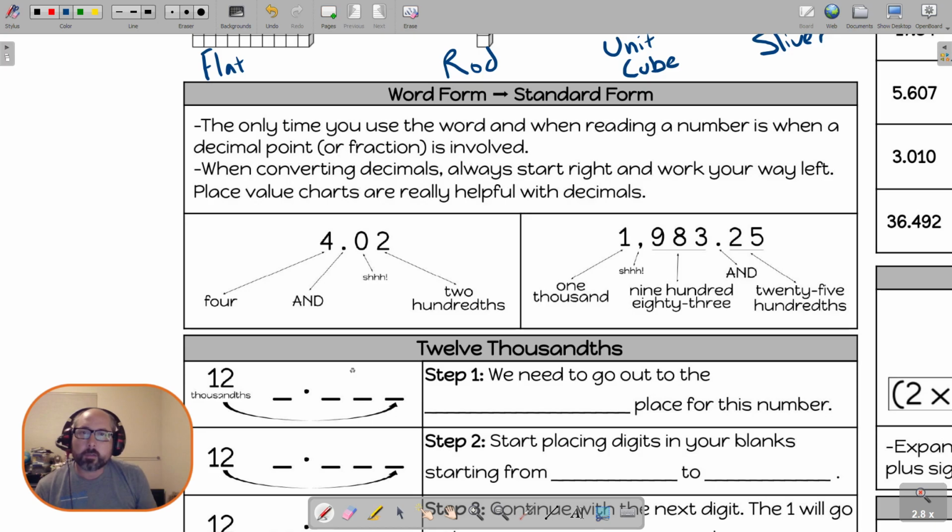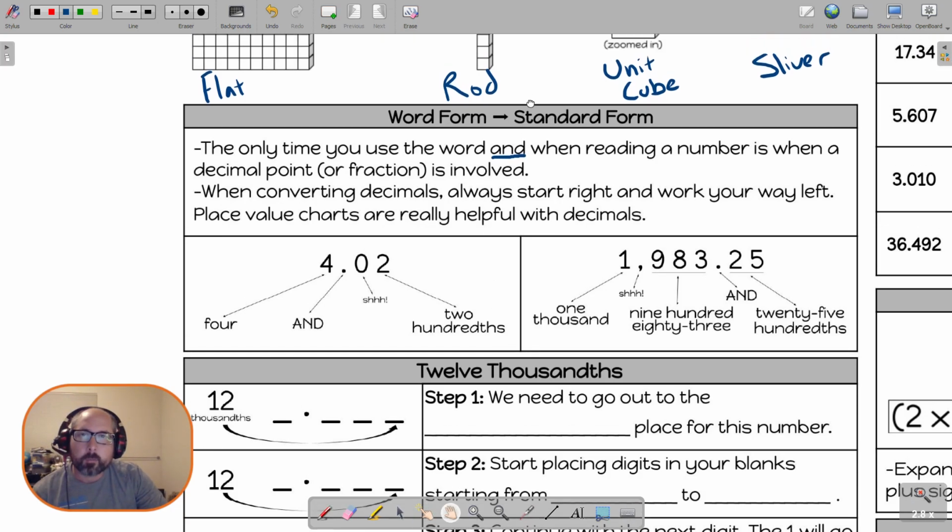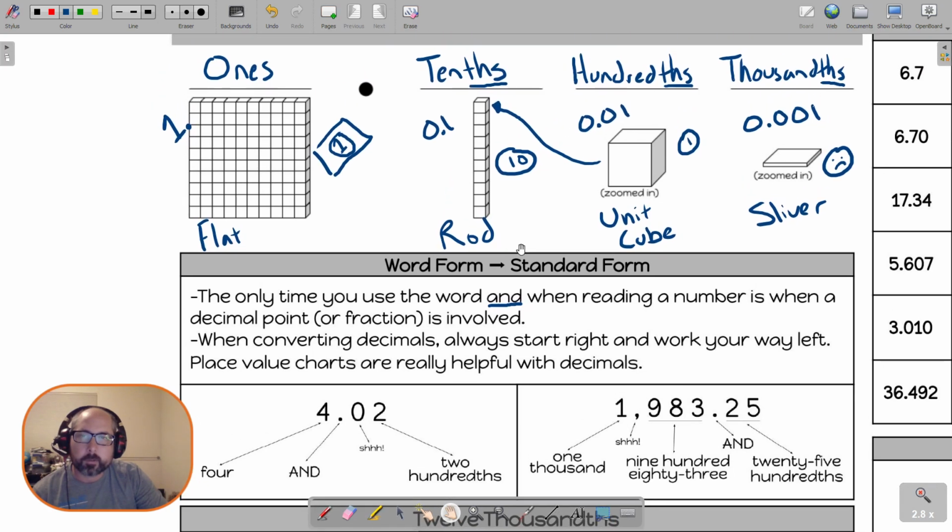Okay, so the only time you use the word "and", when you're reading a number, is when a decimal point or fraction is involved. So we're not talking about fractions today. We'll get to that, but we are talking about decimals. So I want you to come back up here real quick, and I want you to write the word "and" wherever you have room.